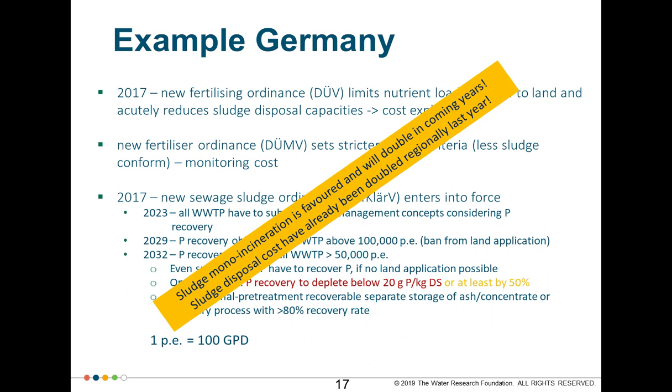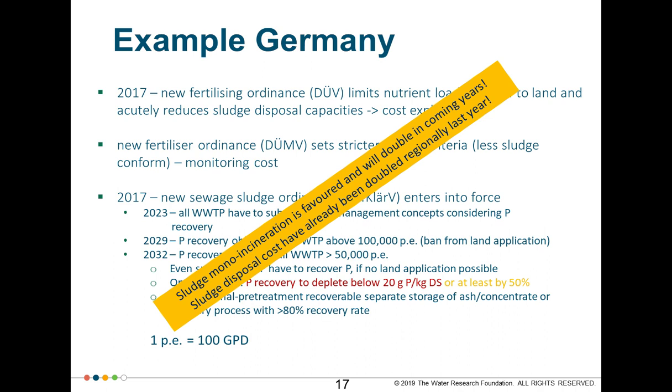You probably heard about the recent developments on the legal basis. Besides Switzerland, Germany is the first country to implement hard targets for phosphorus recovery from sewage. Back in the year 2017, several regulations were adopted. On the top, you see the fertilizing ordinance, which is a national implementation of the nitrates directive, limiting the nutrient loads allowed to be put on land. That's a very acute impact because it was implemented and enforced without any transition period.